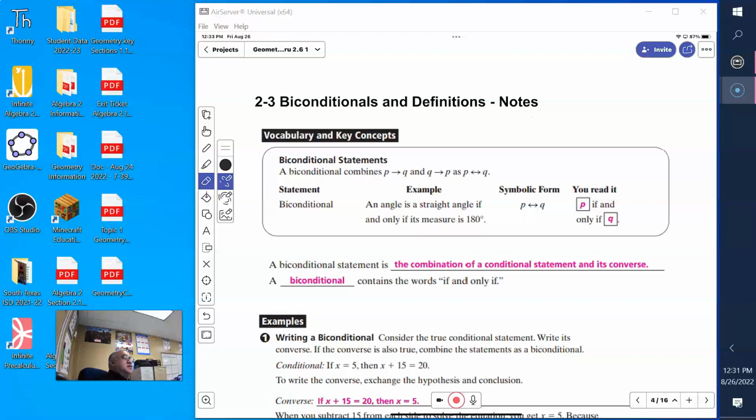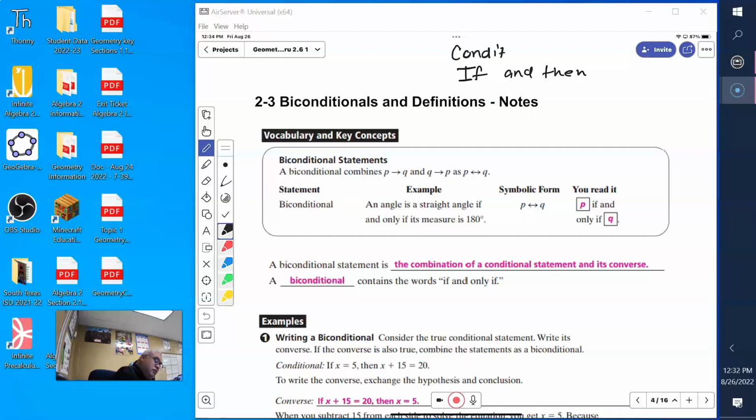Today's lesson is biconditional statements, and I'm going to explain how you write a biconditional statement. Remember that in our first lesson we talked about if-then statements. Those are called conditionals, or we say P implies Q.